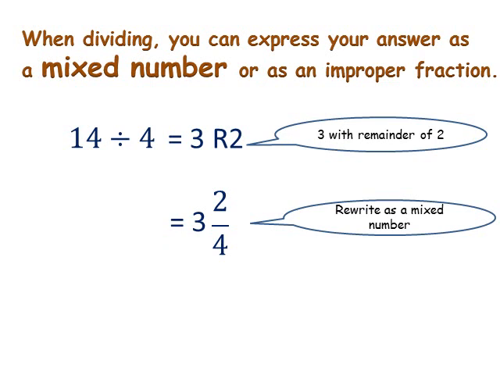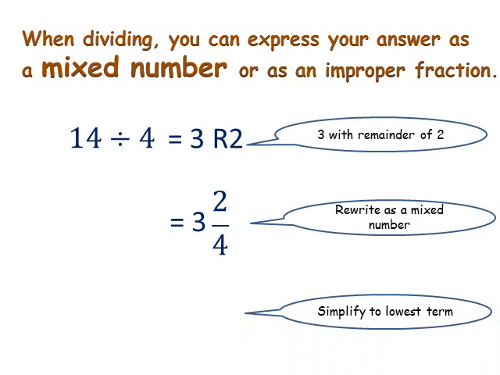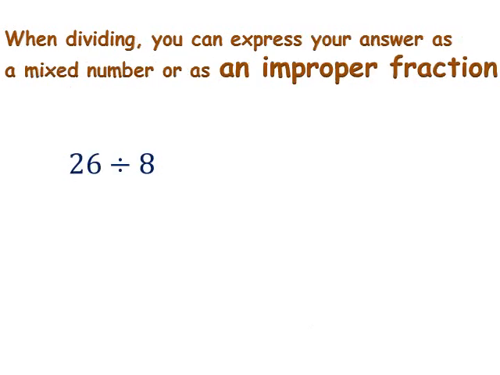Okay, and if you notice, 2 over 4 is not in simplified form, so therefore you can simplify that into 3 and 1/2. What did you do there? You divide the numerator and the denominator by the same number, 2. That's why you were able to simplify 3 and 2/4 into 3 and 1/2.